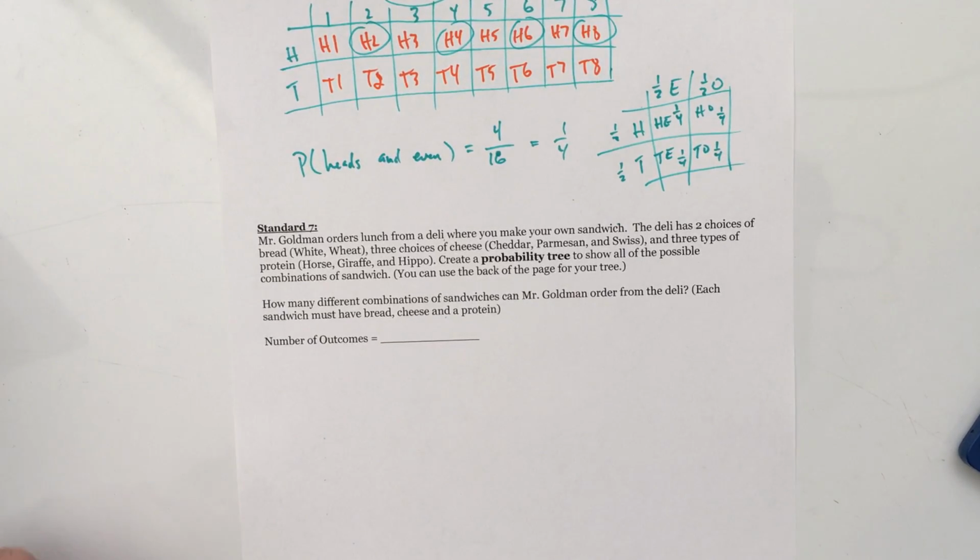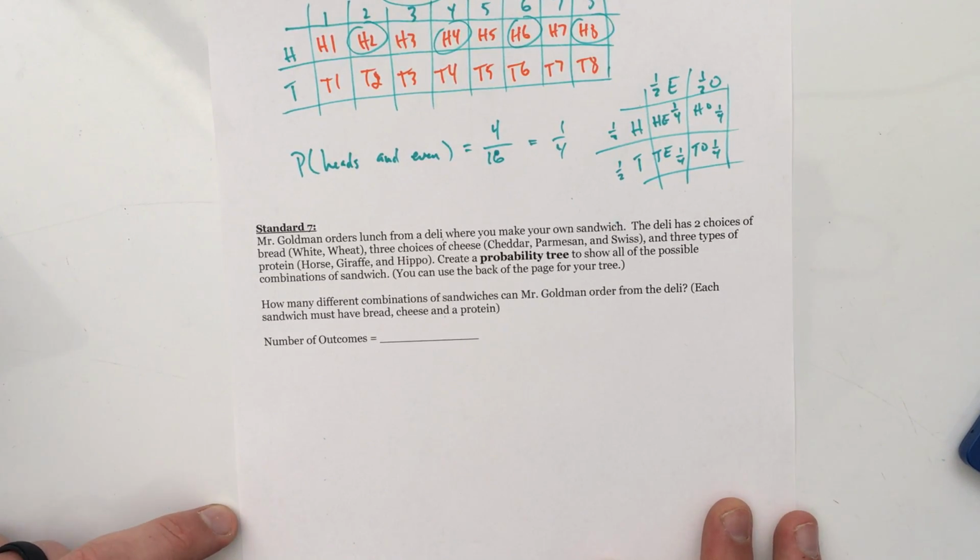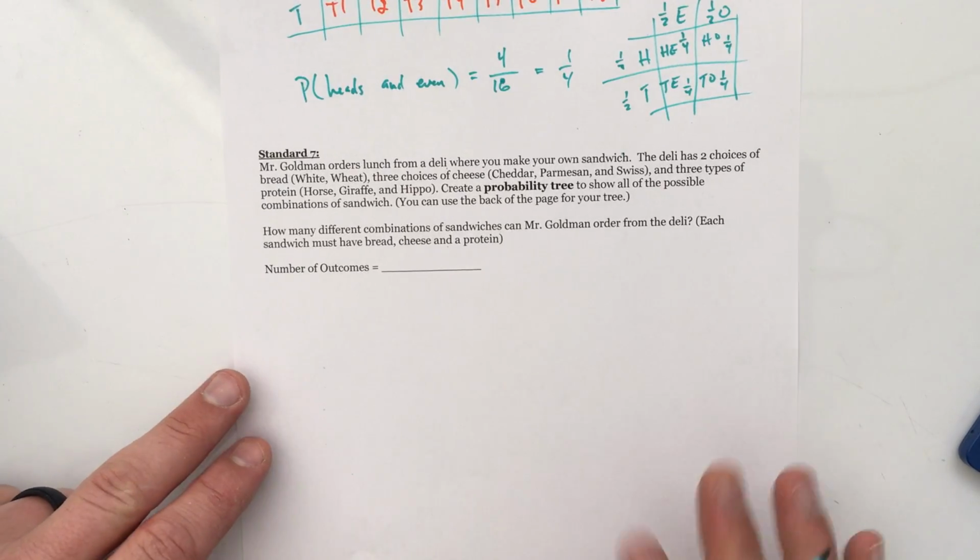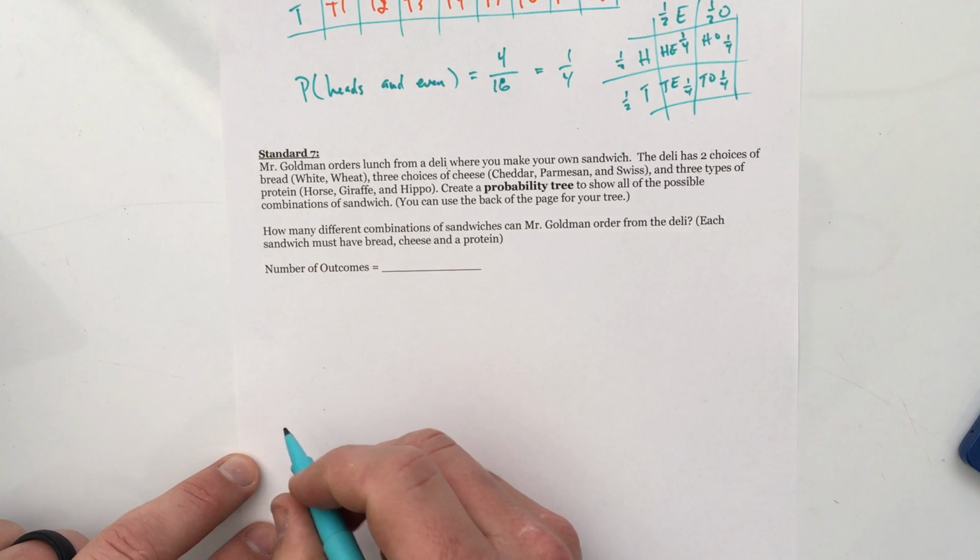Mr. Goldman orders lunch from a deli where you make your own sandwich. The deli has 2 choices of bread, white and wheat, 3 choices of cheese, cheddar, Parmesan, and Swiss, and 3 types of protein, horse, giraffe, and hippo. Create a probability tree to show all of the possible combinations of sandwich. This is a Mr. Barbera special.